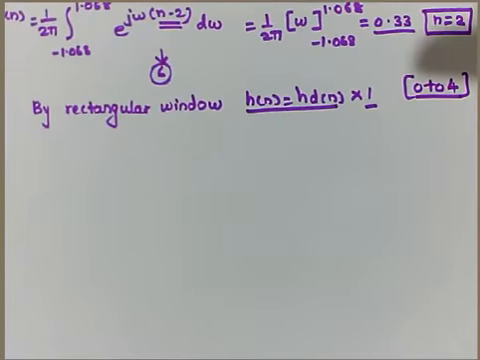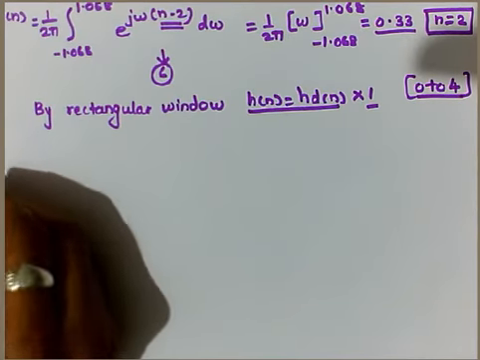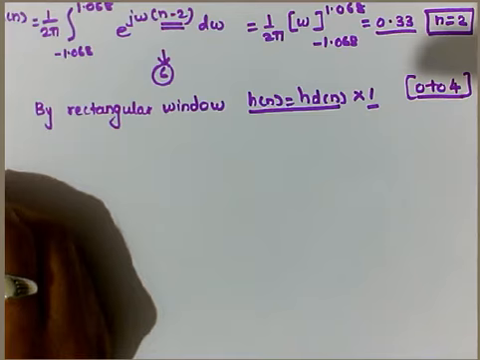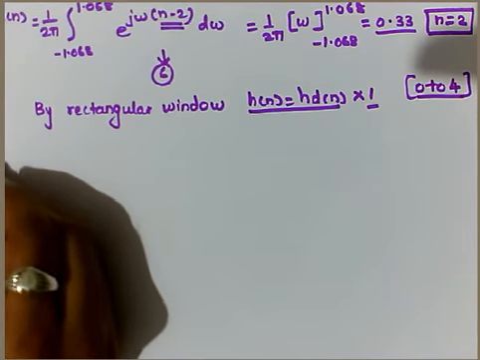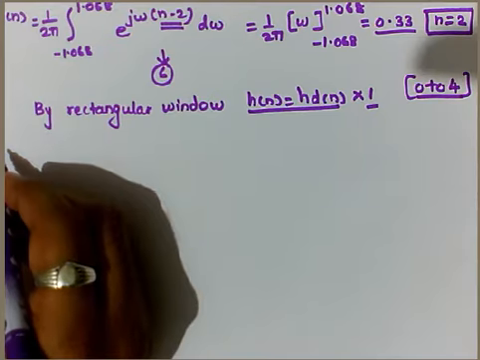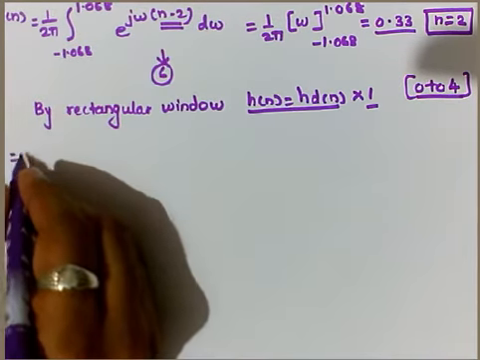So we will go for solving this. Here hd of n is already calculated. So hd of, let's say, 0. So what is hd of 0? It is nothing but h of 0.